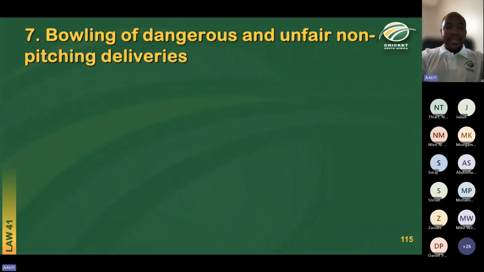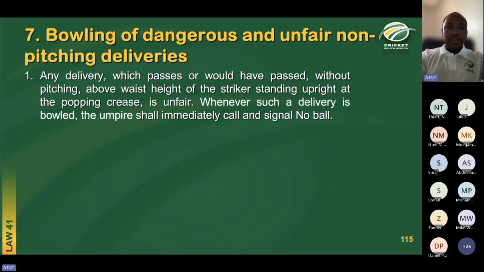Right. The next subsection of Law 41 that we're covering is subsection 41.7, bowling of dangerous and unfair non-pitching deliveries, commonly referred to as full tosses. Law tells us that any delivery which passes or would have passed without pitching above waist height of the striker standing upright at the popping crease is unfair. Whenever such a delivery is bowled, the umpire shall immediately call and signal no ball.